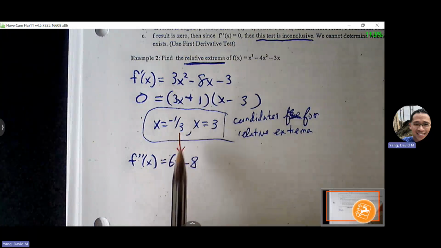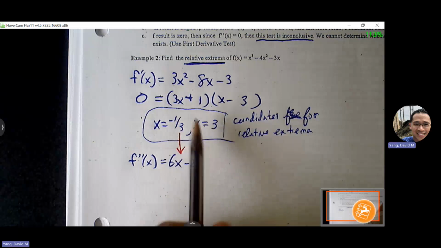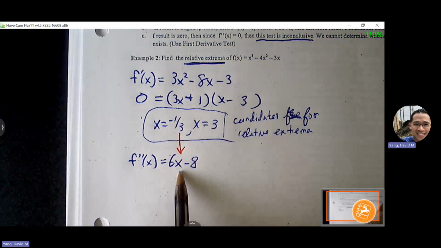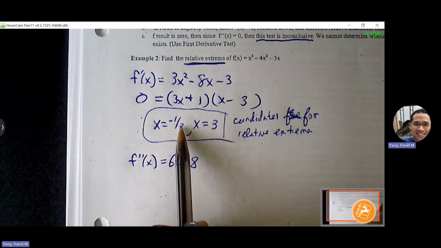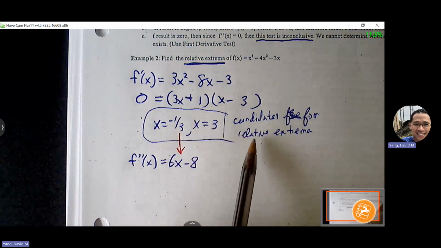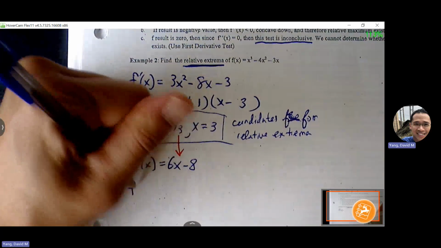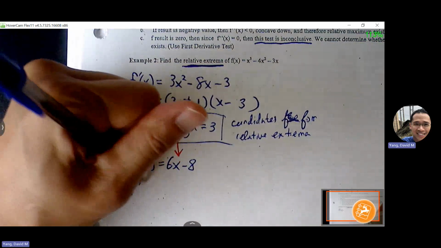So we're going to insert -1/3 in for x because we want to see if the graph is concave up or concave down at these points, and that's going to help us conclude what extrema is occurring there. So f double prime, let's test -1/3 first.